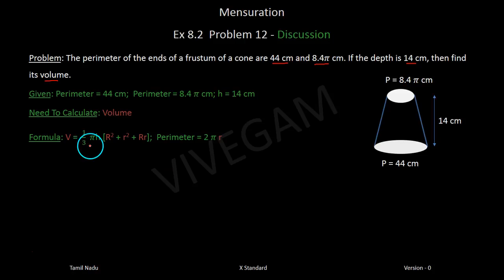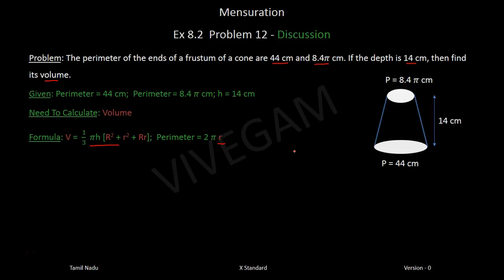But if you look at this, we will not be able to use this formula directly because we don't have the capital R or the small r. But we are given additional information. The perimeter is given for the bottom as well as for the top end of the frustum, and the perimeter is given by 2 pi r. So in this formula, perimeter is known, which means we will be able to calculate the radius. When you put perimeter as 44 cm, you will get the radius of the bigger end. When you put perimeter equal to 8.4 pi, you will get the radius of the smaller end. You got it? That's the key thing about this problem.